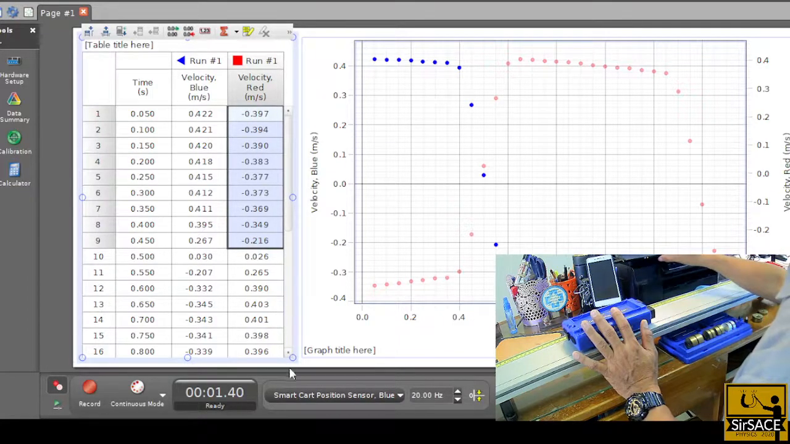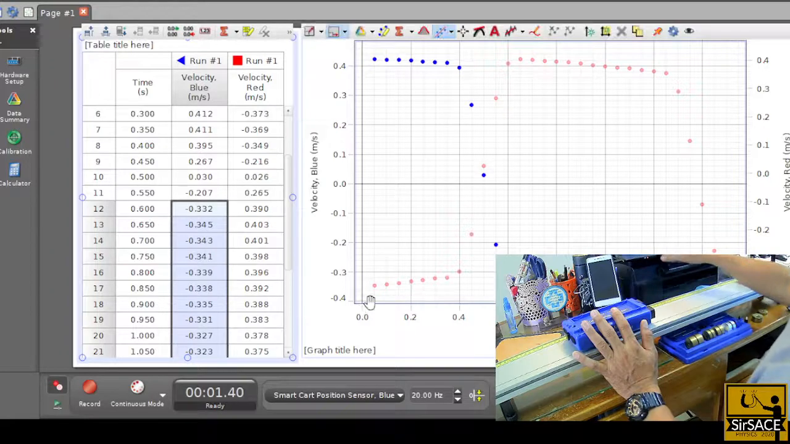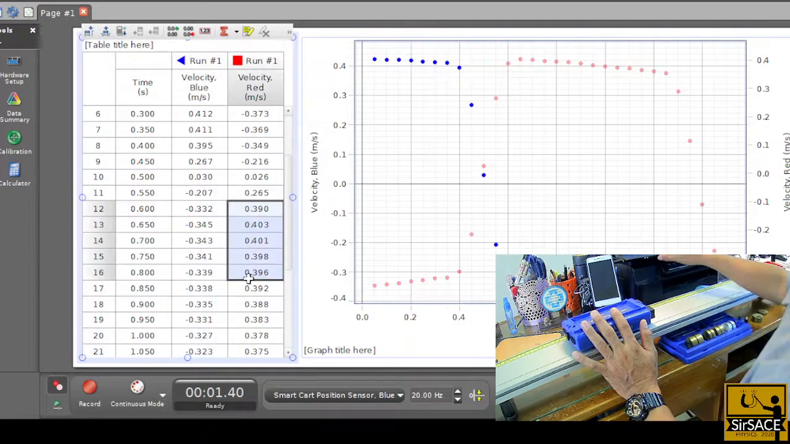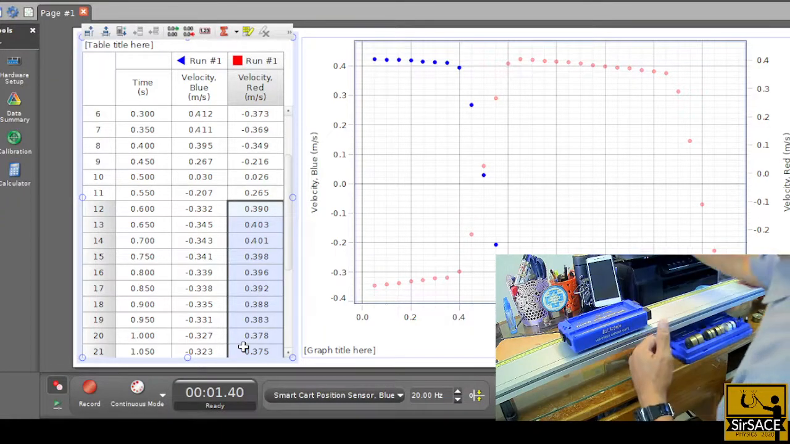Now for the final velocity, okay, let's move downward. Take note that for the blue here, we have a decreasing value, then it changes to negative. So this will be the ideal value. So take the average of this. That's it. Take the average of that. That will be the final velocity of blue. Then on the opposite side, this will be the final velocity of red. Okay? This is our first trial with no added load.